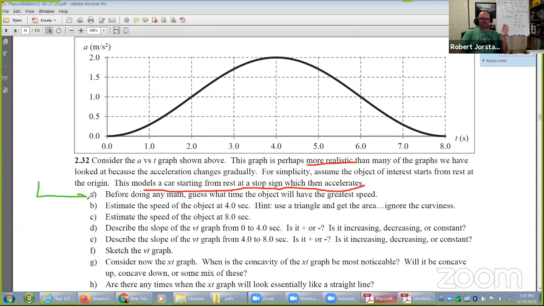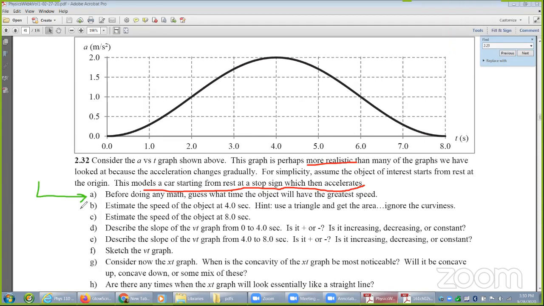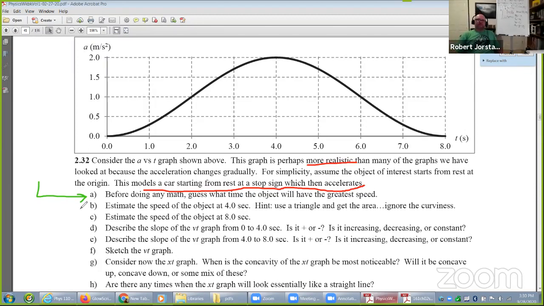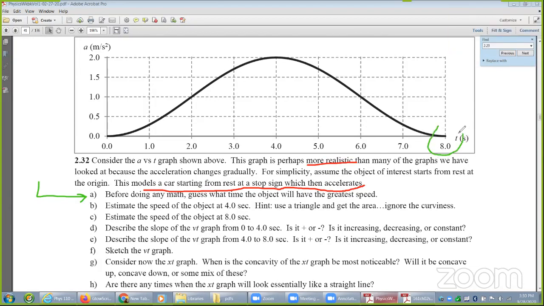Just take a guess. When will the object have the greatest speed? At the greatest acceleration? Nope. Around 2? Nope. t equals 8. At t equals 8.